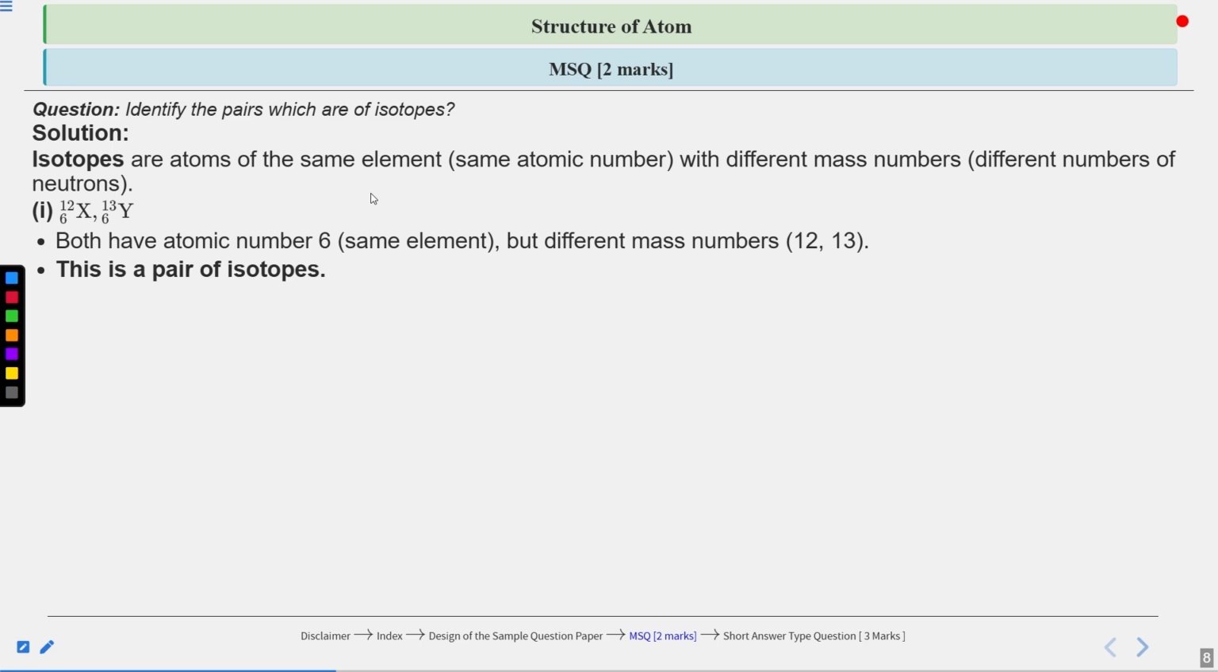So the first isotope pair is in the first option. The first option is correct, and it has two species which have atomic number 6. So there will be the same number of protons in these two, but they have different mass numbers, 12 and 13. So they are isotopes.